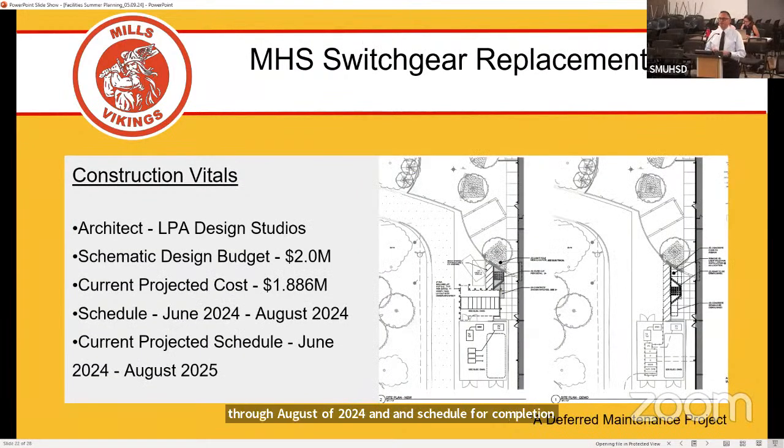Mills High School switchgear replacement. LPA Design Studios is our architect of record, and our schematic design budget is $2 million. Current projected cost is 1.86. And so our schedule is from June of 2024 through August of 2024. Completion currently for the project, I think there's a typo there, August 2025, but it's 2024.